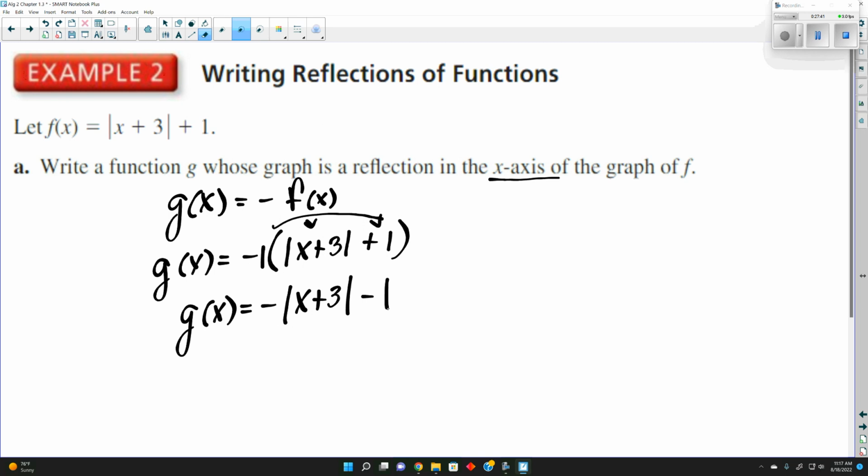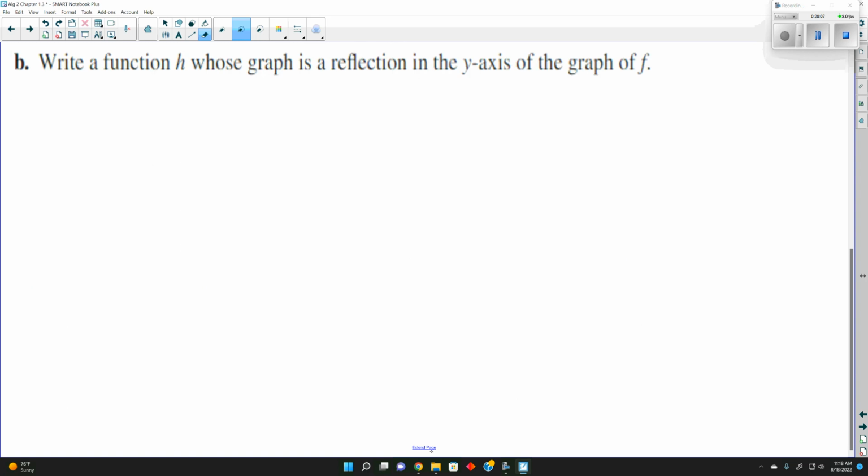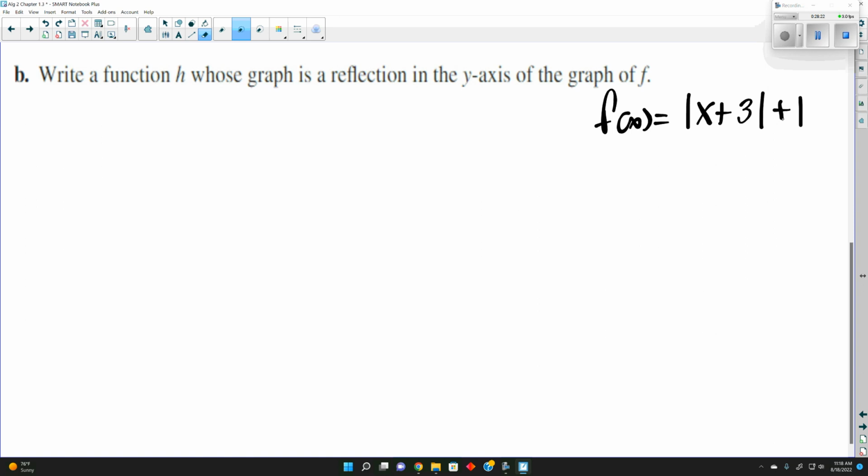Okay, we ready for the next step? Yes? That's it. That is it. Any other questions on this here? Questions on this so far?